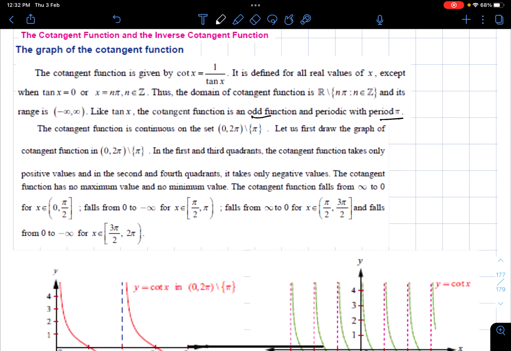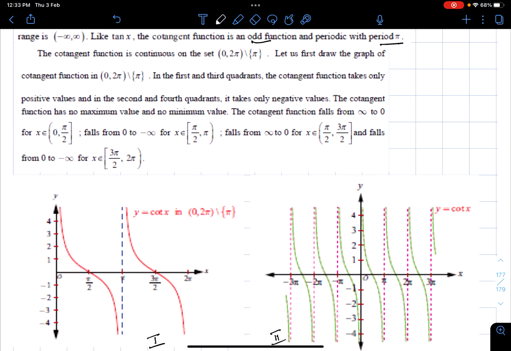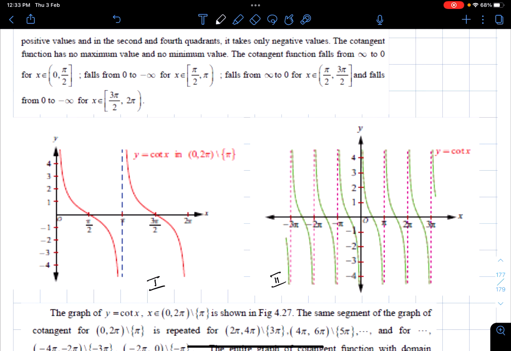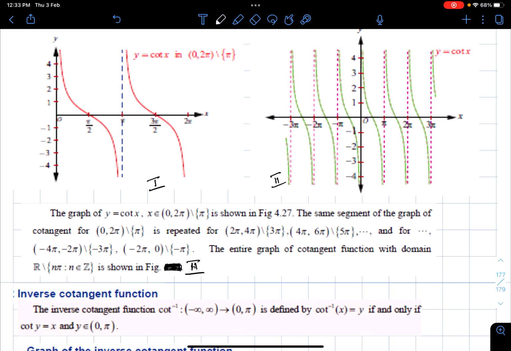Here is the graph of cot x. The cotangent function falls from infinity to 0 for x belonging to 0 to pi by 2, and falls from 0 to minus infinity for x belonging to pi by 2 to pi. Here the first graph is cot x, and the second graph is given from minus 3 pi to 3 pi. The graph of y equals cot x, for x belonging to 0 to 2 pi other than pi, is shown in figure 1.